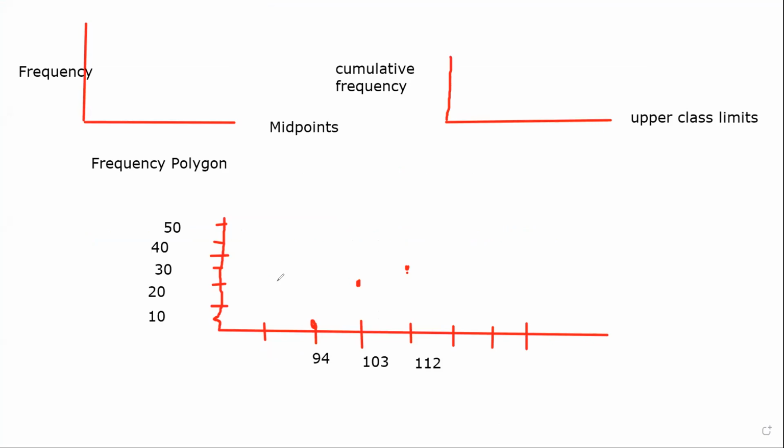So this is going to be, let me label this. This is going to be our point 94 and 6, and I'm going to drag this over so it's there. And then this point is going to be 103 and 22. So this is 103.